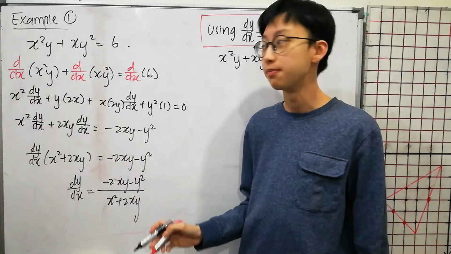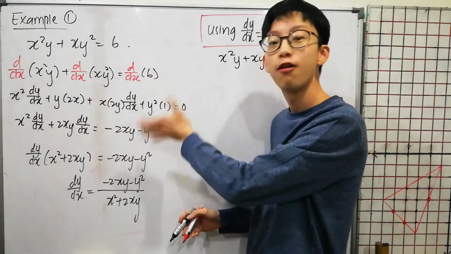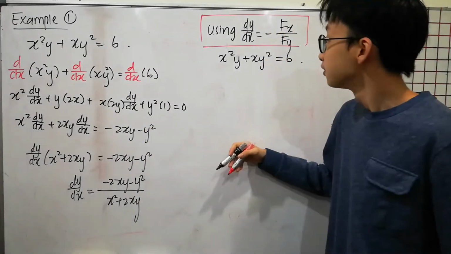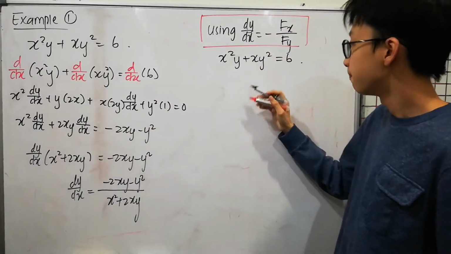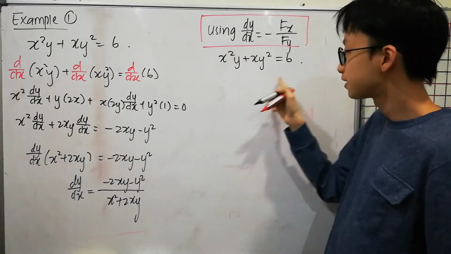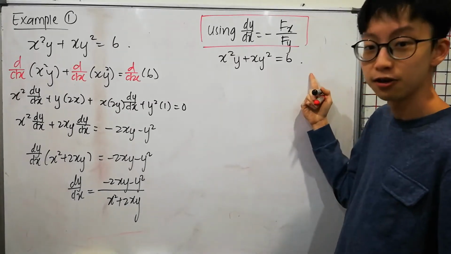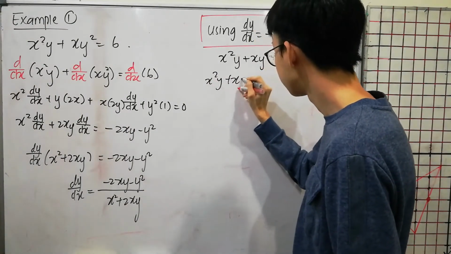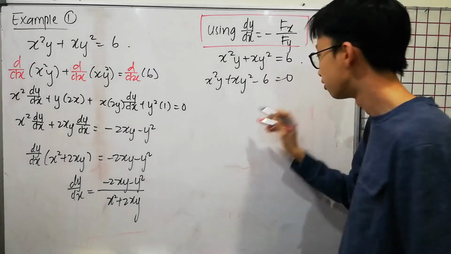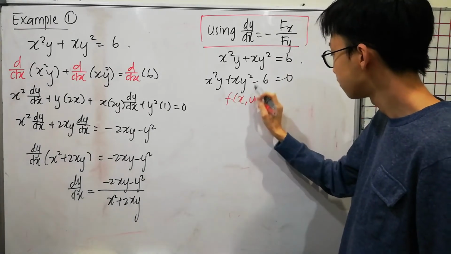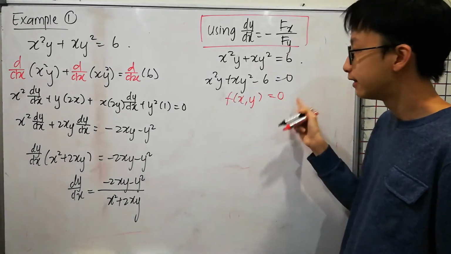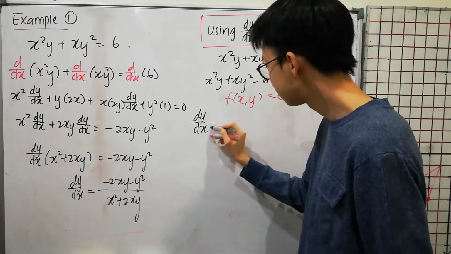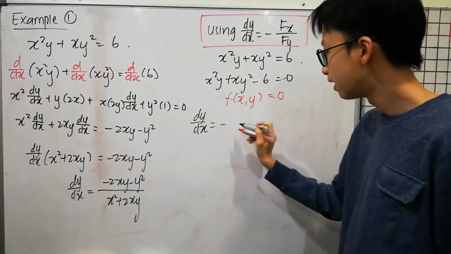Now we are trying some examples. I put down the conventional method for your reference and to compare. So first step, we try to arrange everything on one side so that we will have a 0 on the right hand side, right? So it will be x squared y plus xy squared minus 6 equals 0. This means f of x, y is equal to 0. And now we can do the shortcut. So dy dx will be equal to, remember the negative, and this is a fraction.